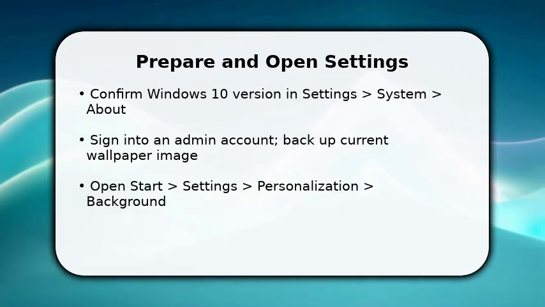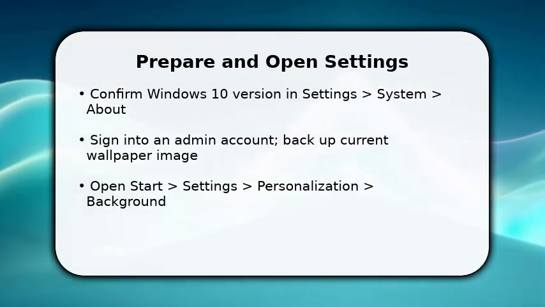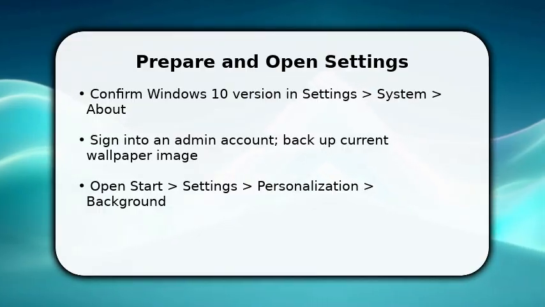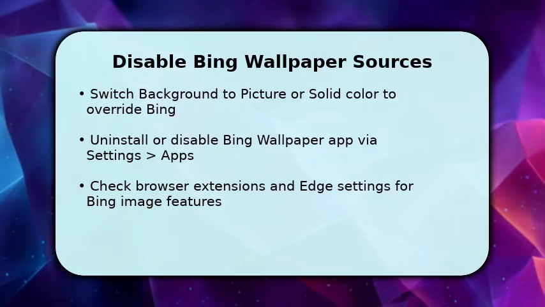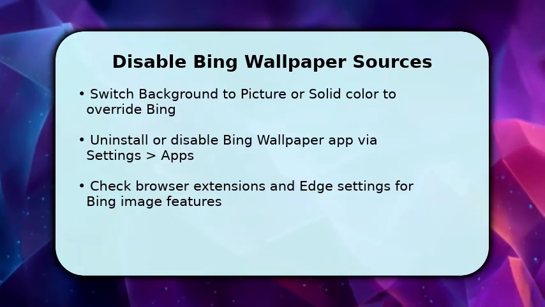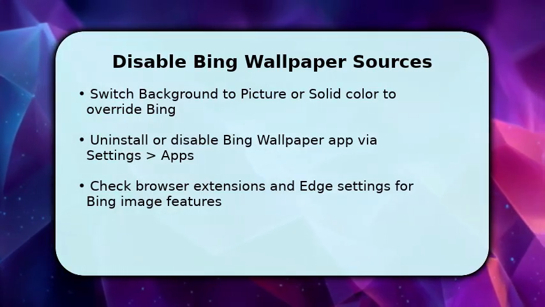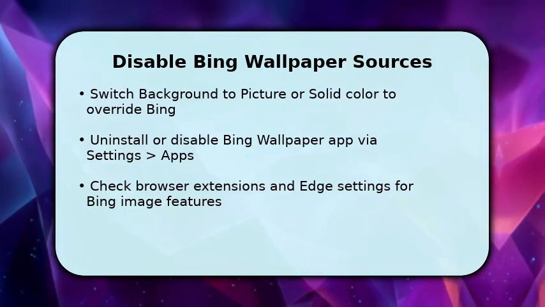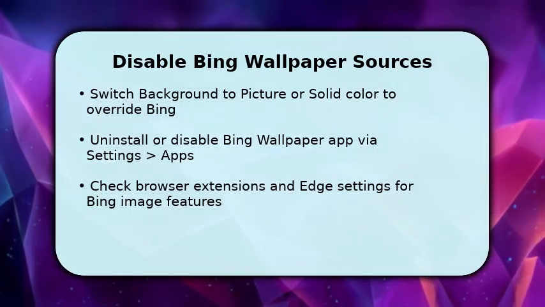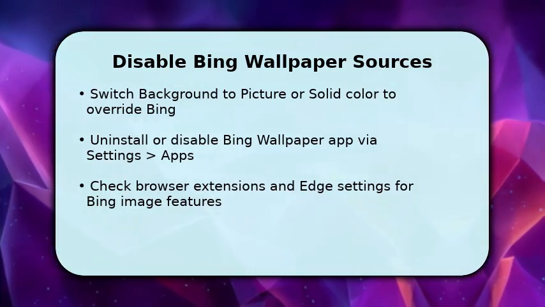If the Bing image comes from an app or browser extension, leave Settings open and switch to Apps next. We'll disable the source after changing the background. You now change the active background mode to Picture or Solid Color to immediately stop Bing images. Once done, go to Settings, Apps, and find Bing Wallpaper or similar and uninstall it. This prevents future automatic downloads.